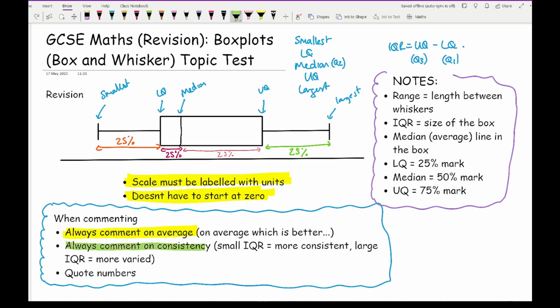Now when you are commenting on these things, as well as trying to go into detail about the meanings, try and quote the numbers as well. Sometimes in mark schemes I've seen that they give you marks for quoting the numbers, sometimes they don't, but if you've got time, try and quote the numbers, even if it's blatantly obvious and they've already given you a number in the question. Just state those numbers of the median and the interquartile range to support your comment on the average or the consistency.